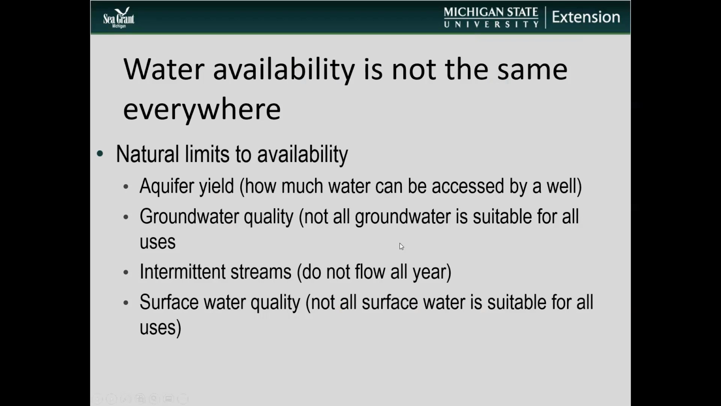So I want to talk a little bit about water availability. And it's important to understand that water availability is highly variable. And there are a couple of reasons for that. The first one is we have natural limits to the availability of water. Okay, we have natural limits and we have regulatory limits. So aquifers vary in their yield, how much water can actually be accessed by a well. Groundwater quality is not necessarily suitable for all uses at all times. We have changes in base flow. So we have some streams that do not flow all year. They would not be considered perennial streams, rather they're considered intermittent streams that flow after rain events and sometimes have base flow. And then we also have surface water quality variations. Sometimes we have surface water that is not suitable for all uses. So that's the natural limits. We'll get back to that in just a moment.